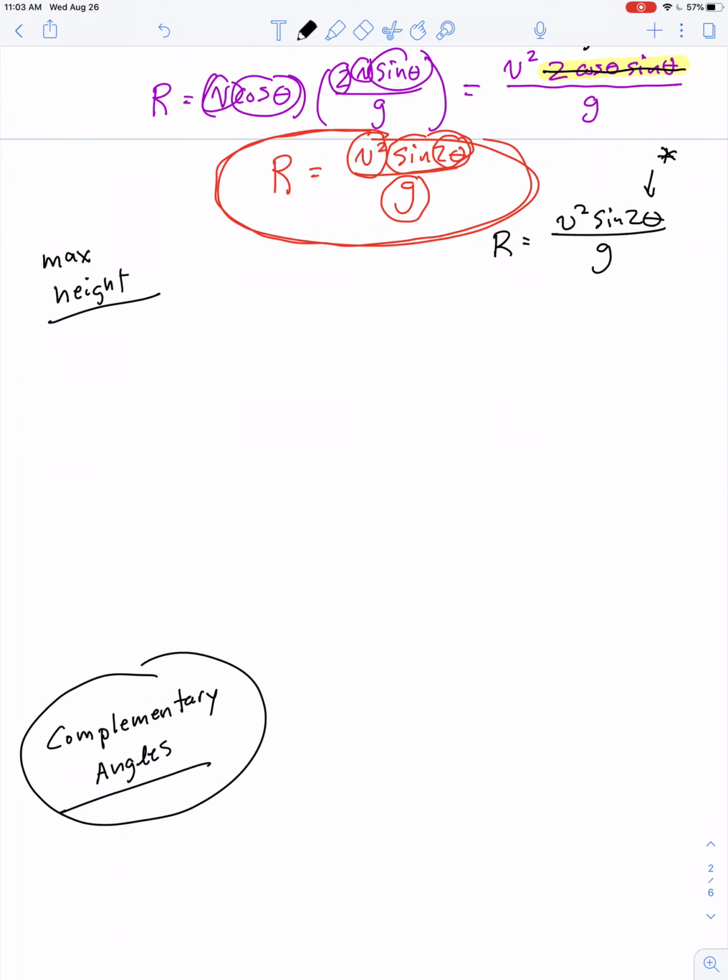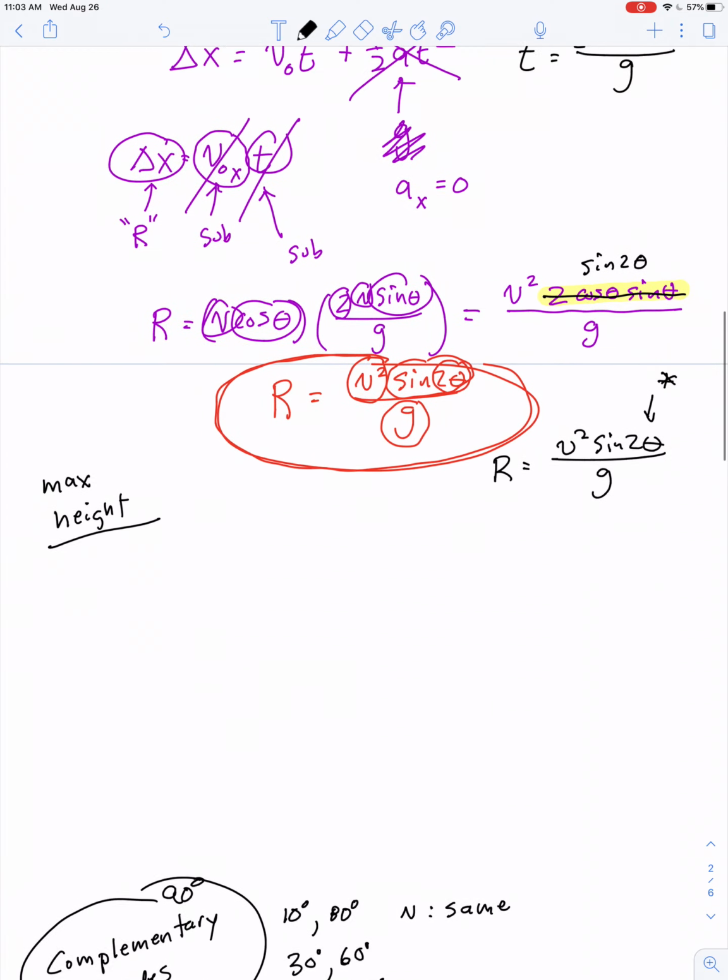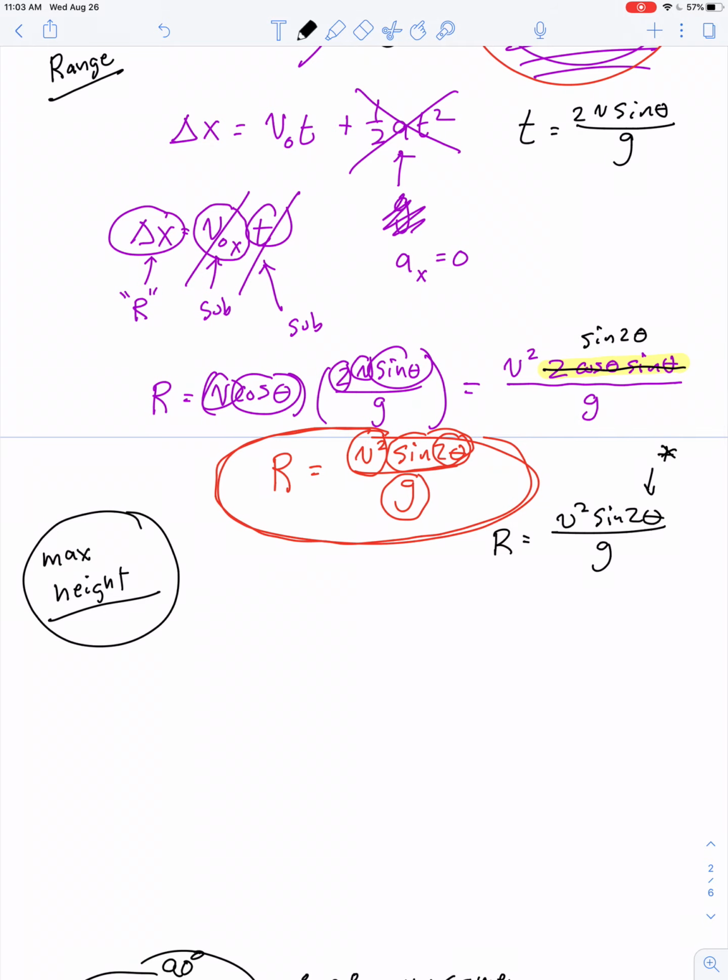Turns out there's something noteworthy about projectiles that are launched at complementary angles, meaning any two angles that add up to 90 degrees, right? If you were to project something at 10 degrees across level ground and then at 80 degrees, keeping v the same in both cases, or 30 degrees versus 60 degrees, or 15 degrees versus 75 degrees. Basically, any two angles that add up to 90 degrees, complementary angles. I'm getting ahead of myself. Let's figure out the maximum height.